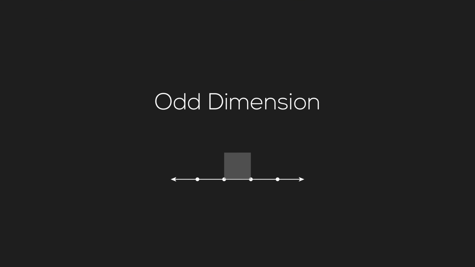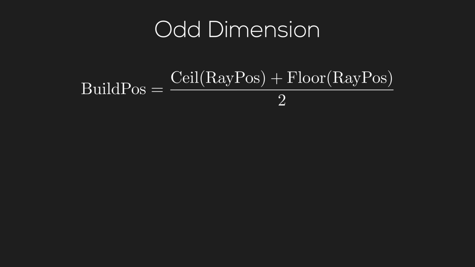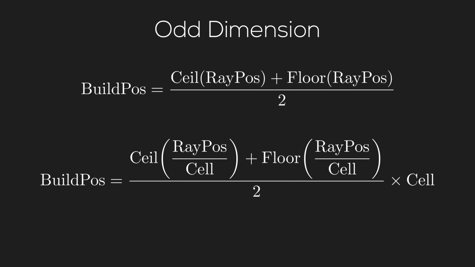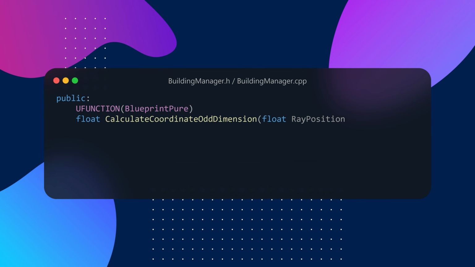In the case of buildings with odd dimension, we can see that the midpoint of the building is exactly halfway between two integers. Taking the average of the ceil and floor values of the ray position gives us the position of the building. Again, it is very simple to extend this to a grid where cell size is not 1. We simply divide by cell size inside the ceil and floor functions and multiply by cell size outside. The code implementation looks something like this.